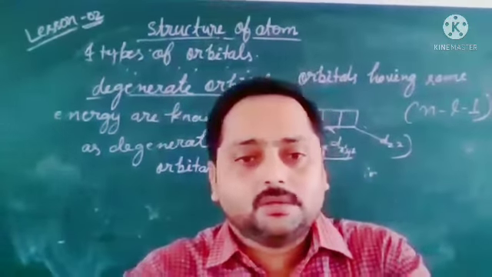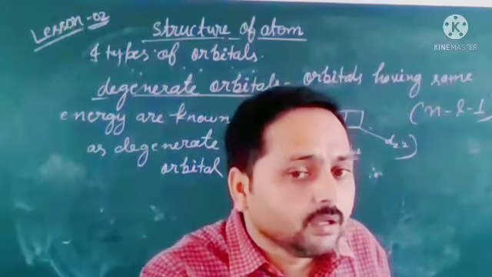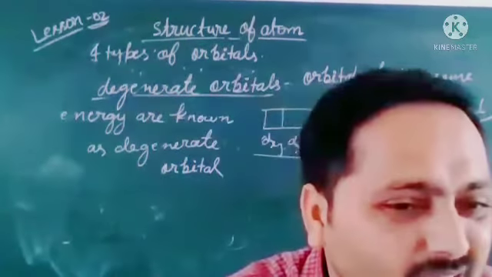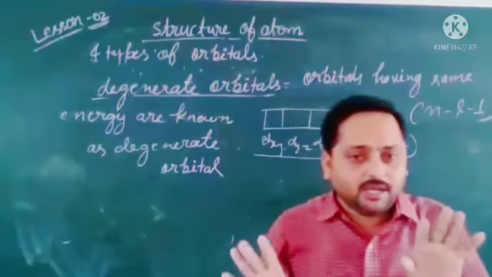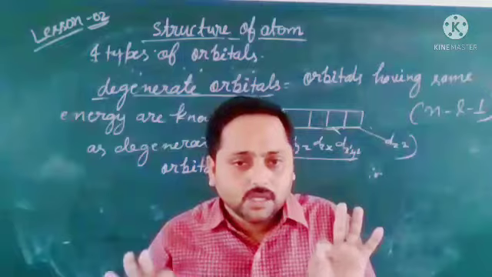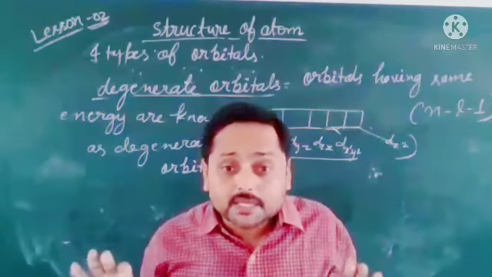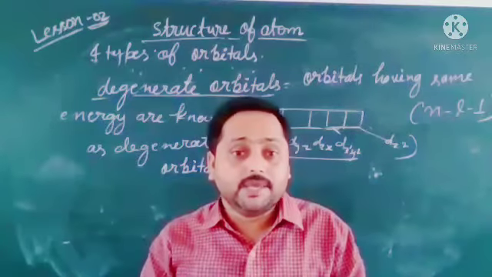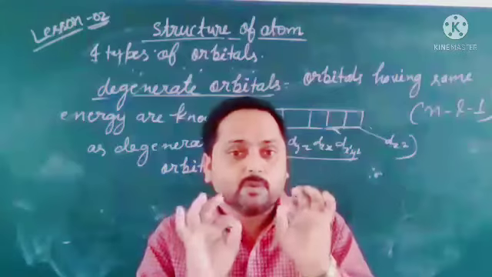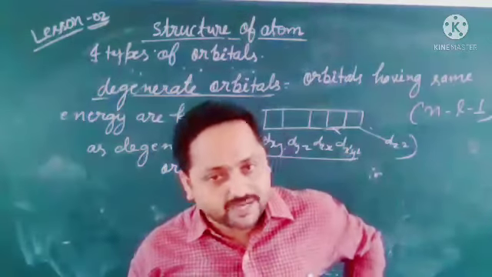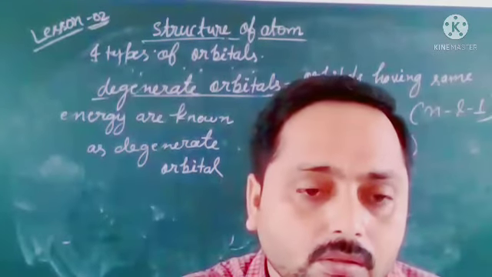Sir, what are nodes? I told you, the three-dimensional area around the nucleus in which the probability of finding electron is minimum. Listen to this point: the probability of finding electron is minimum, known as node in orbital. Okay, sir, fine.